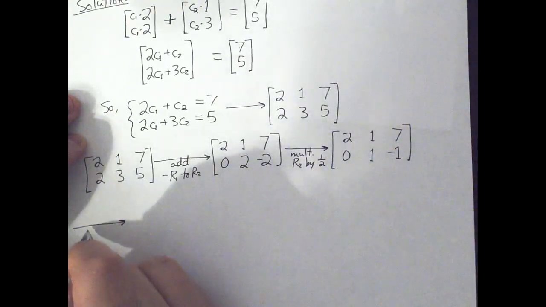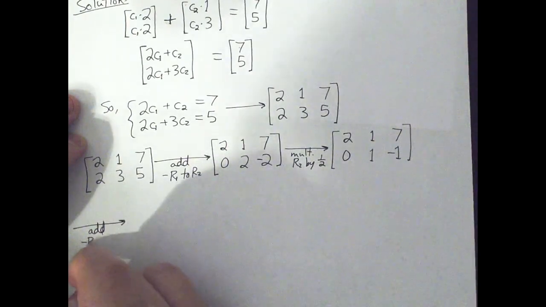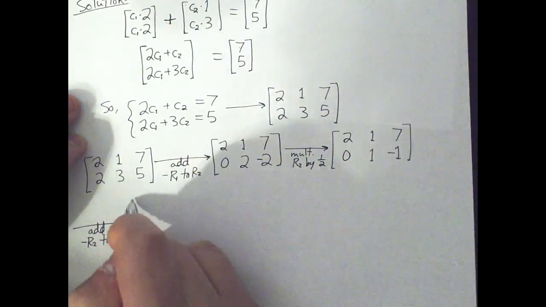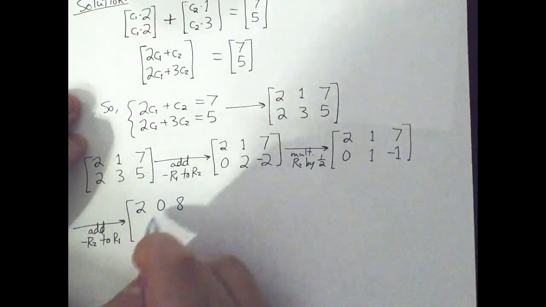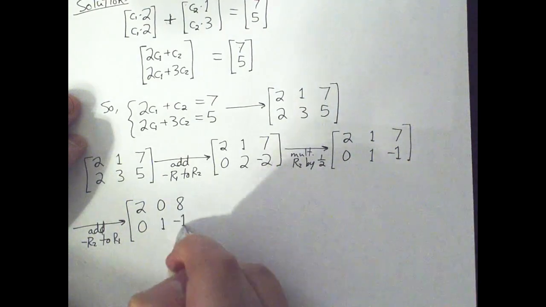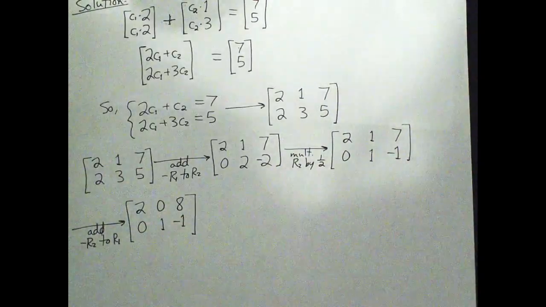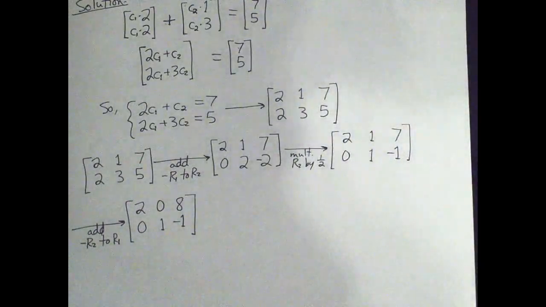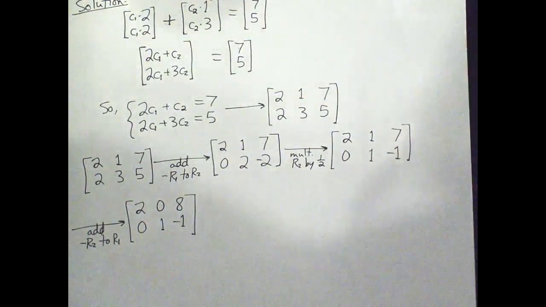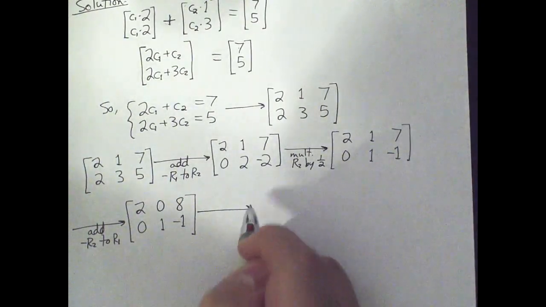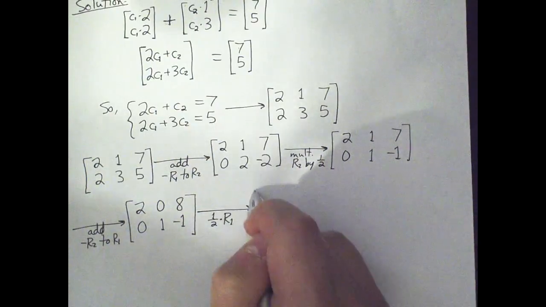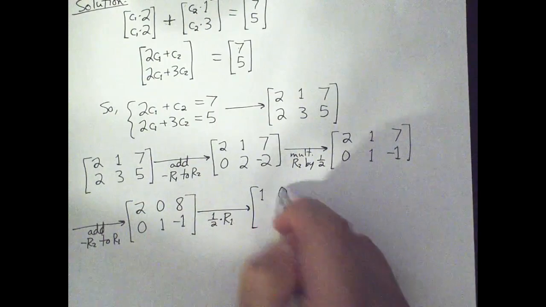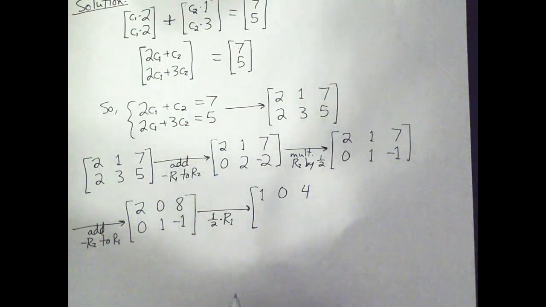Next, I'm going to add negative R2 to R1. And that gets me 2, 0, 8, 0, 1, negative 1. That's almost reduced row echelon form, except we have a 2, and the leading entries are supposed to be 1s. So now I'm going to do 1/2 times R1 to turn that 2 into a 1. It also happens to turn the 8 into a 4.